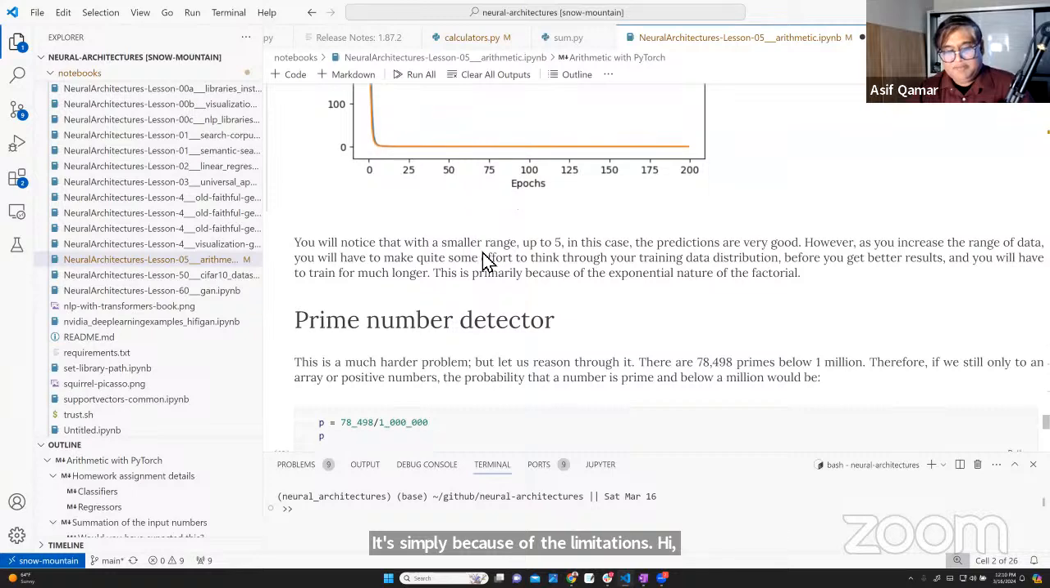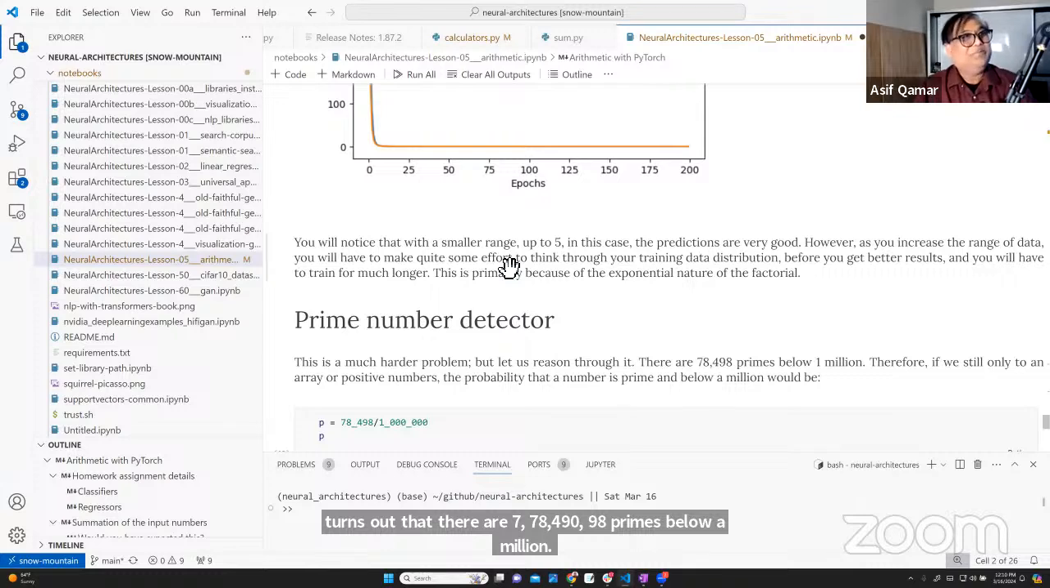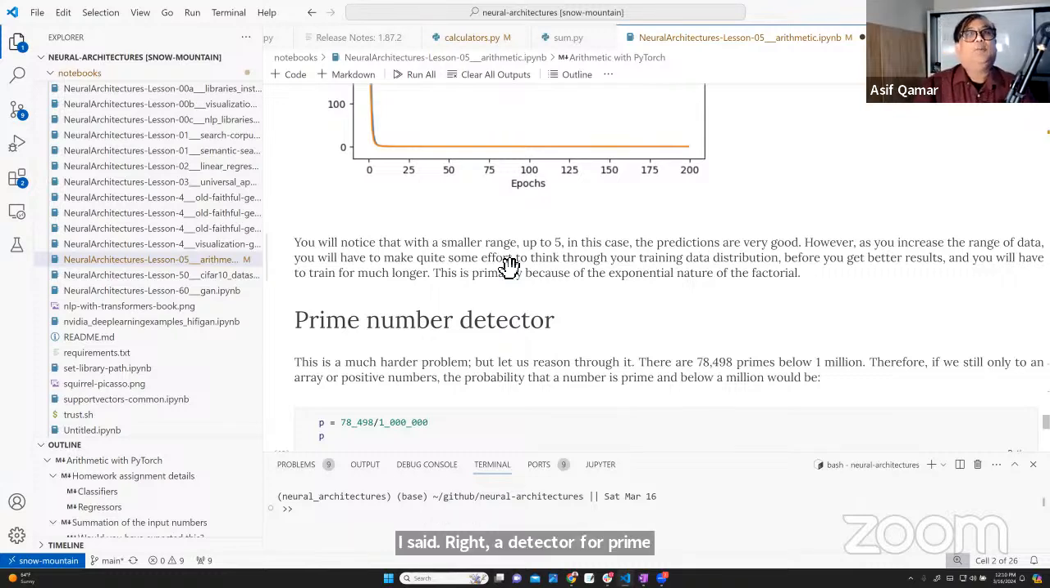Finally, we come to the prime number detector. What about prime numbers? It turns out that there are 78,498 primes below a million. I said, write a detector for prime numbers below a million. Right? Now, I don't know if anybody in this batch, Yashila, did you try that?